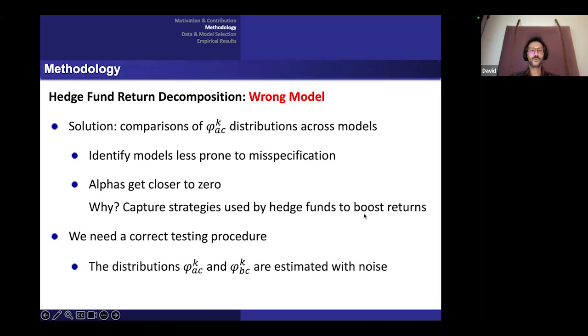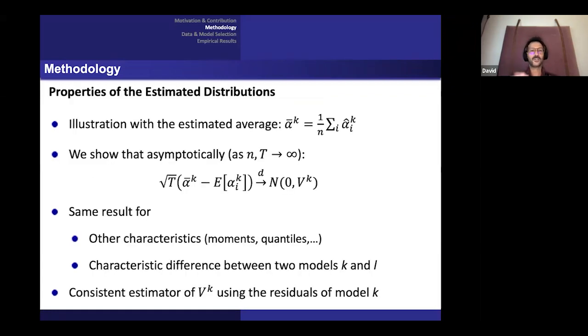Now, when you do that, you need to compare several models. You need the right testing procedure. And as I was mentioning before, the distribution both for the alpha part and the beta part are estimated with noise. And the econometric theory here is not straightforward at all to show how we can derive those consistent estimates and standard errors around them.